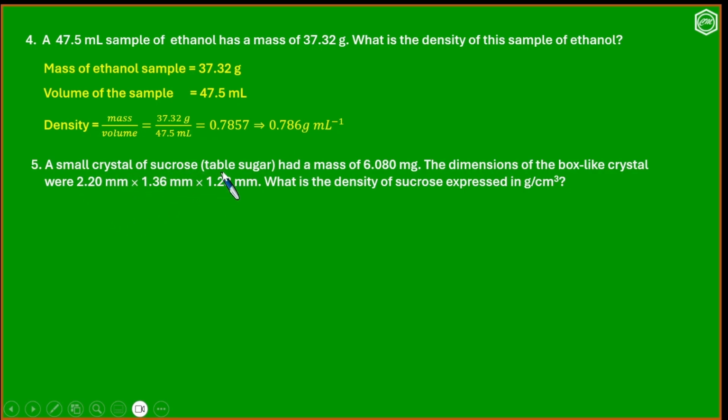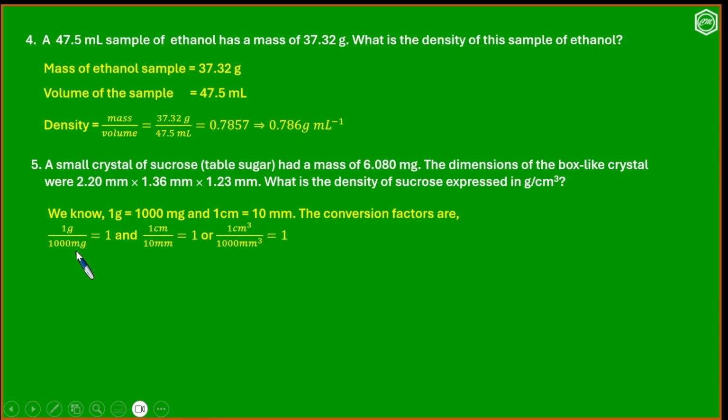A small crystal of sucrose, that is table sugar, had a mass of 6.080 milligram. The dimensions of the box-like crystal, suppose the crystal is like a box, were 2.2 millimeter, 1.36 millimeter, and 1.3323 millimeter. What is the density of sucrose expressed in gram per centimeter cube? Mass is given. And first we have to consider the conversion factors. 1 gram is 1000 milligram, 1 centimeter is equal to 10 millimeter.